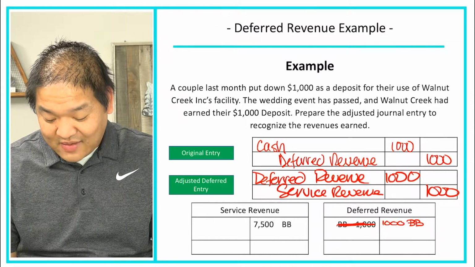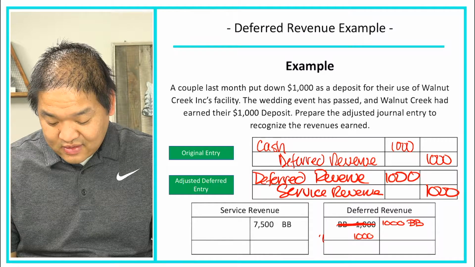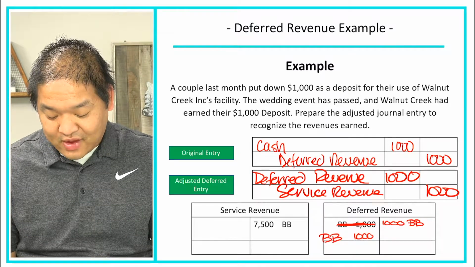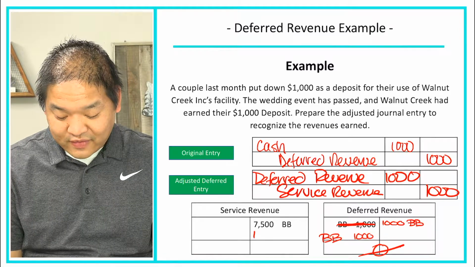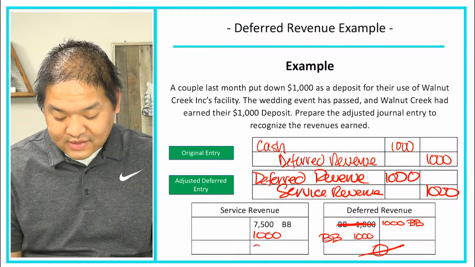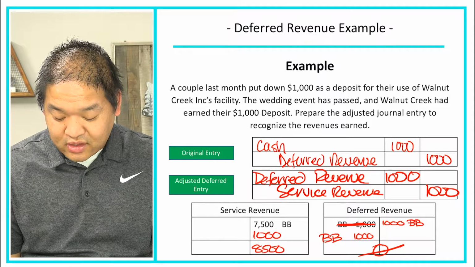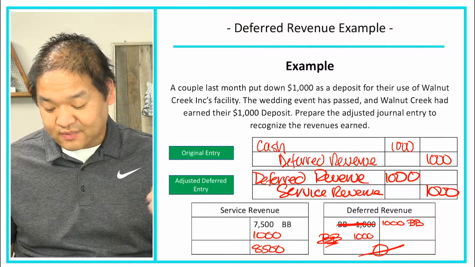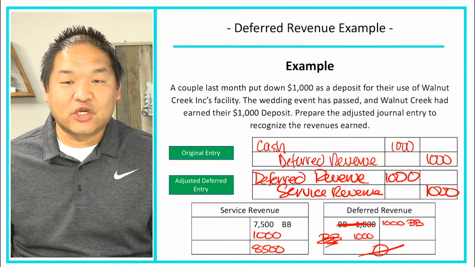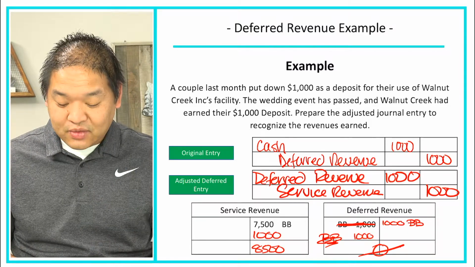So we're going to debit deferred revenue. So that would give us a 0. And then we're going to credit sales revenue of $1,000. That would give us $8,500. So that's what it should look like. Apologize for the error. It happens, debits and credits. So that's what it would look like here.